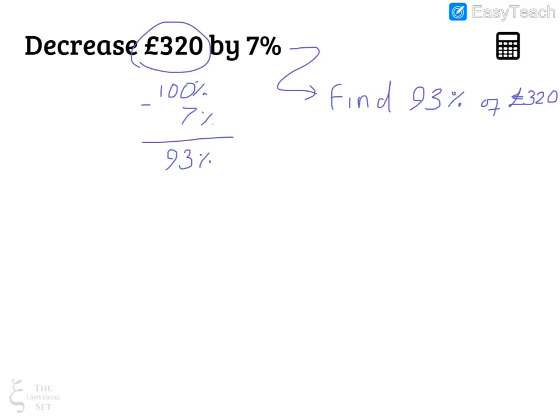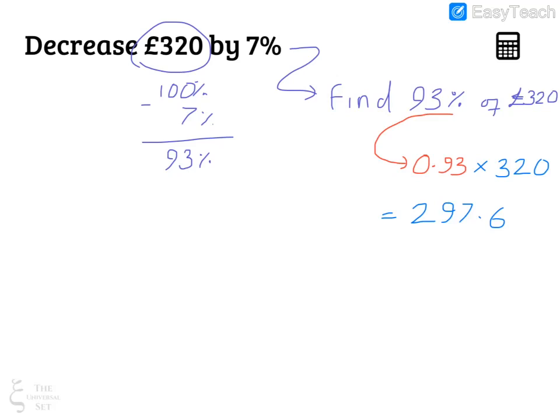And then we use that same method that we did before. We take our 93%, we change it into a decimal, 0.93, and we multiply by that amount that we started with, the £320. So that goes into my calculator, 0.93 times 320, and my calculator has told me that the answer is 297.6.